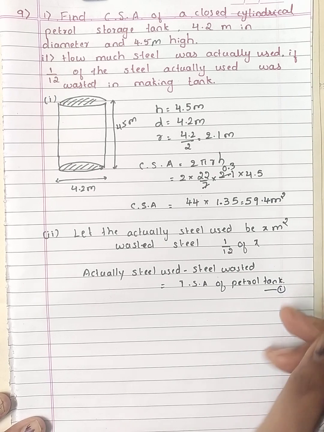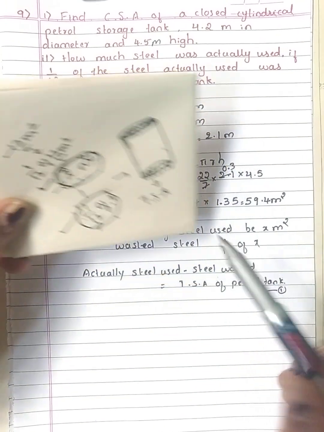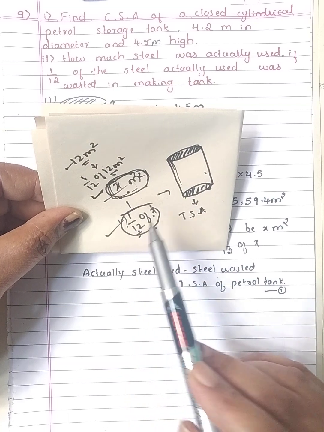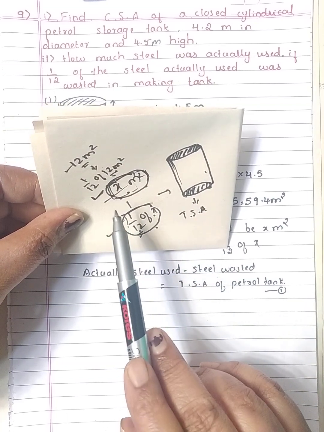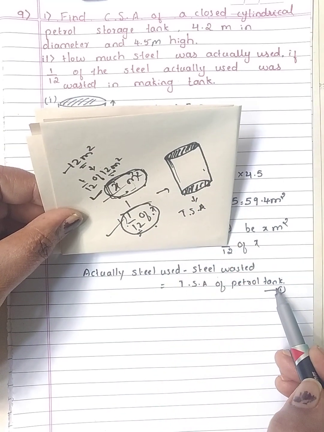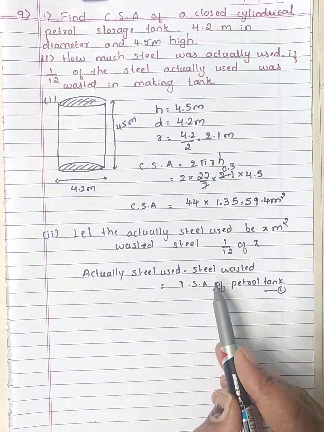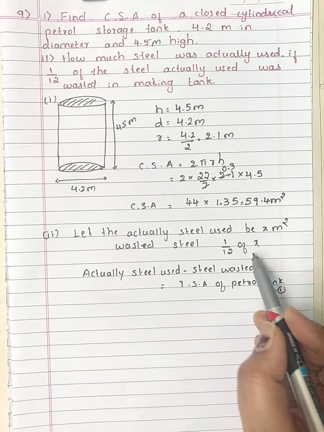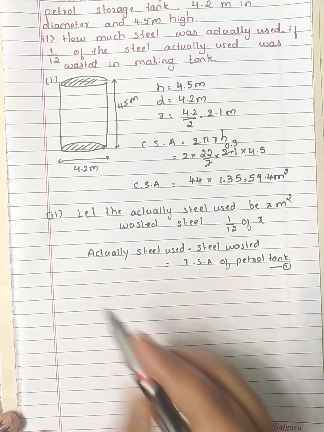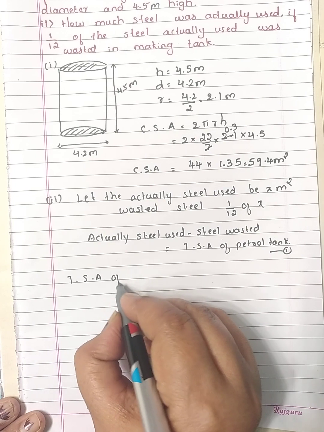So this is the first question. This is the equation. Let me explain again: this is the actual steel used and the steel wasted. If we subtract the wastage from the total actual steel used, we will get the total surface area of the petrol tank. We know the actual steel used is x, and the steel wasted we also know, but we have to find the total surface area of the petrol tank.